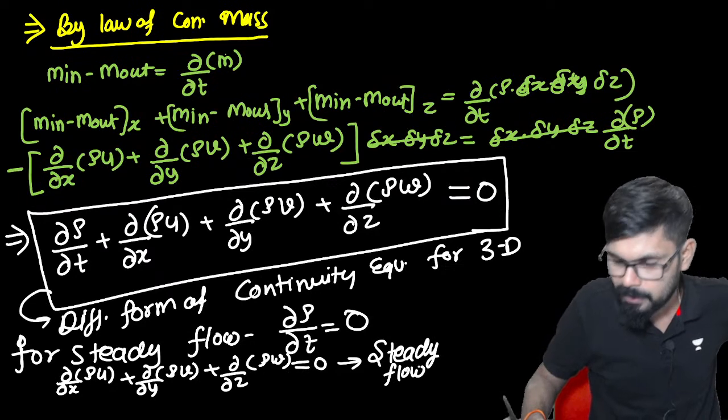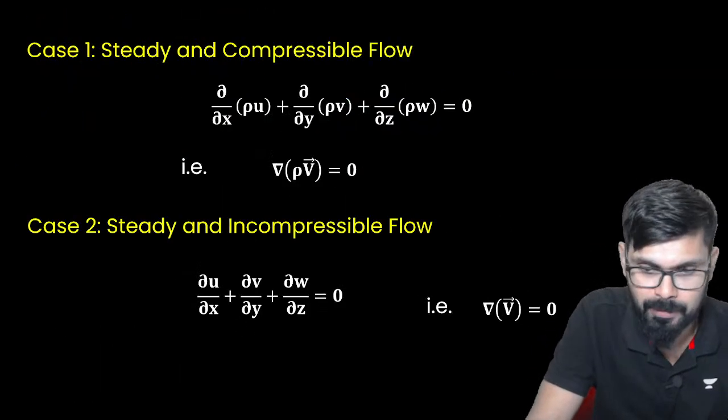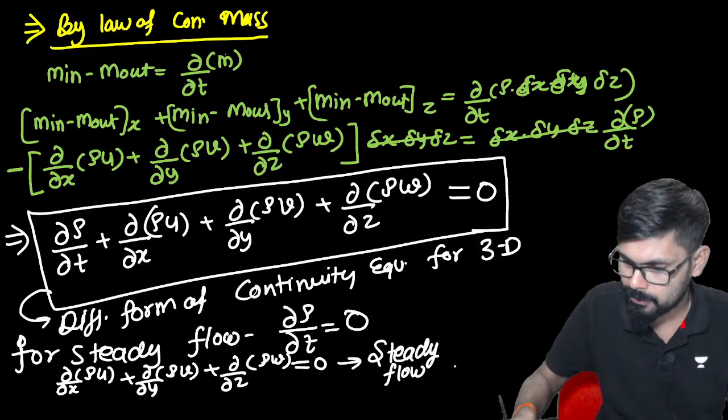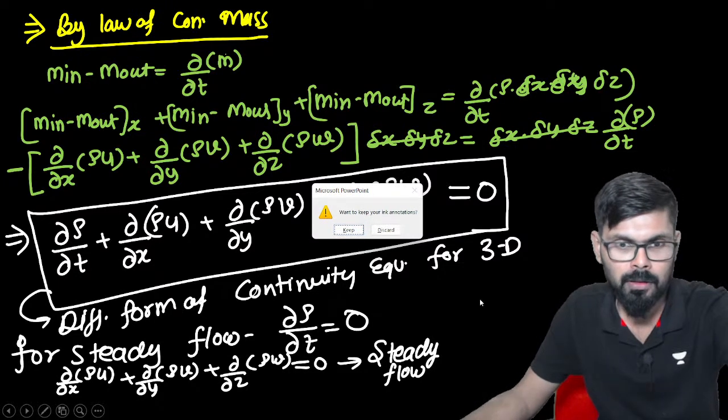Clear है? ये clear हो गया? Done है? Okay. Now if it is incompressible flow, for example I am applying here, that for एक slide मुझे add करना पड़ेगा. Okay.